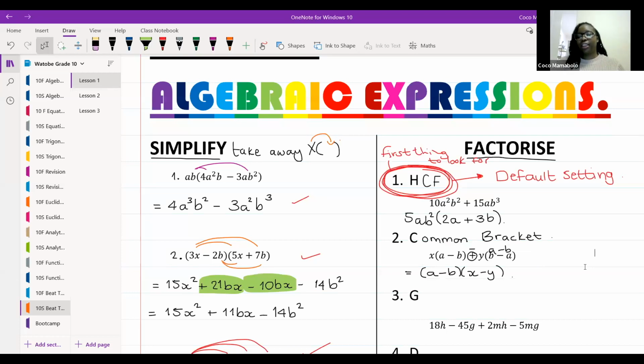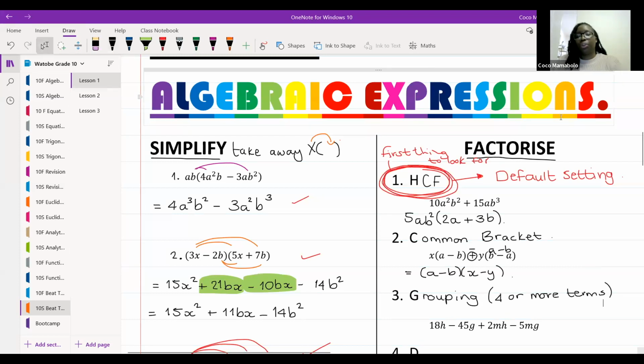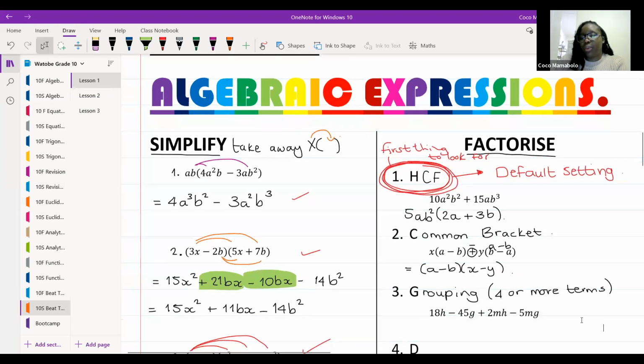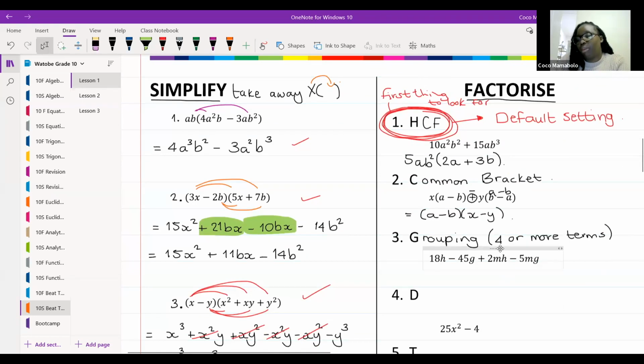All right, let's look at the next one, guys. The next one that we're going to be talking about is grouping. Whenever I see four or more terms, I must immediately think of grouping. Remember that the four terms, the way that you put them, need to have something in common. They all have to have something in common.